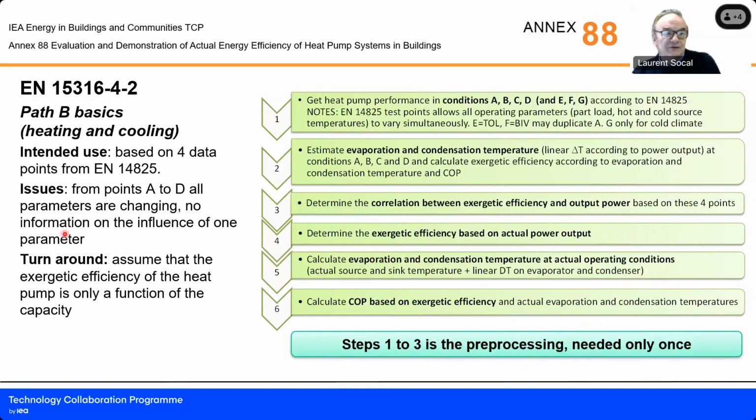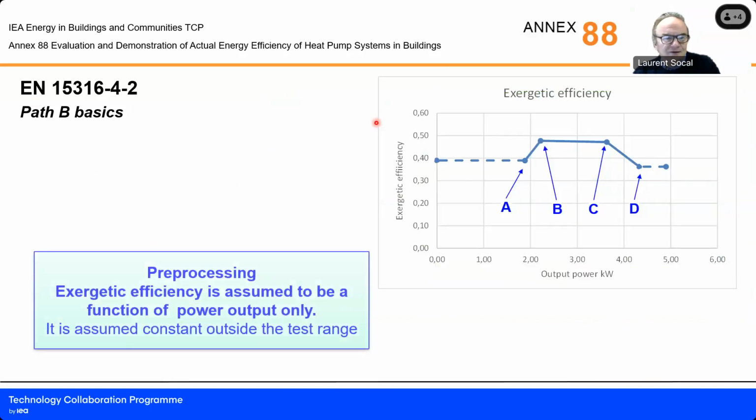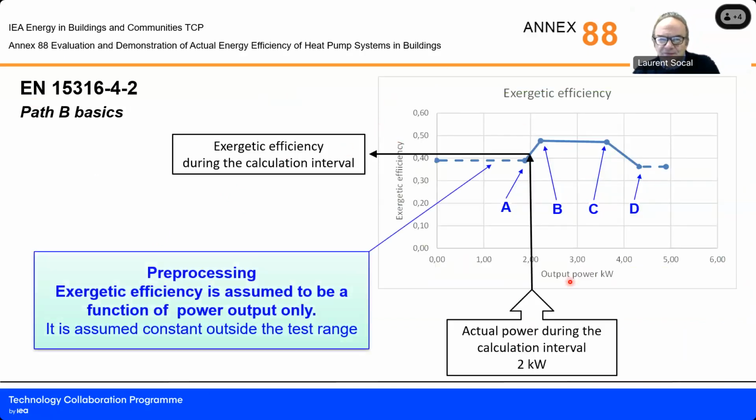And this is instead path B. In this case, it is first a pre-processing. You have performance in 4 points, but I will explain this on another slide.